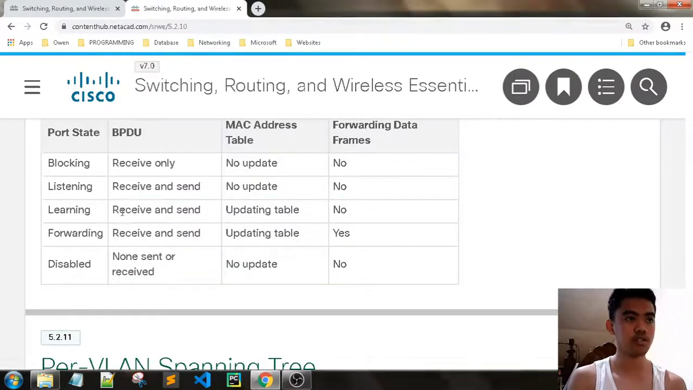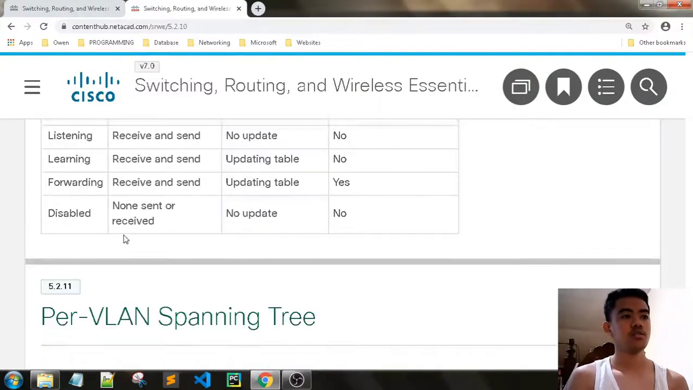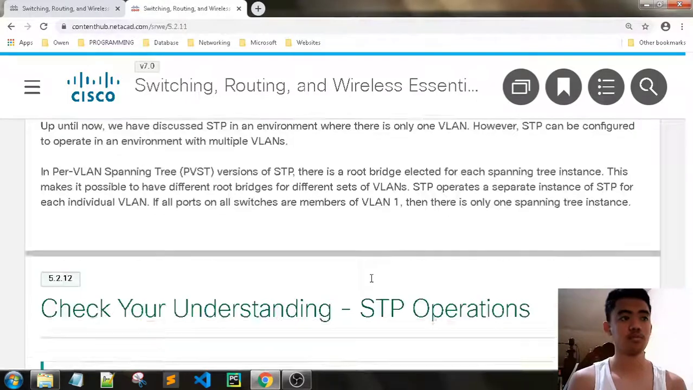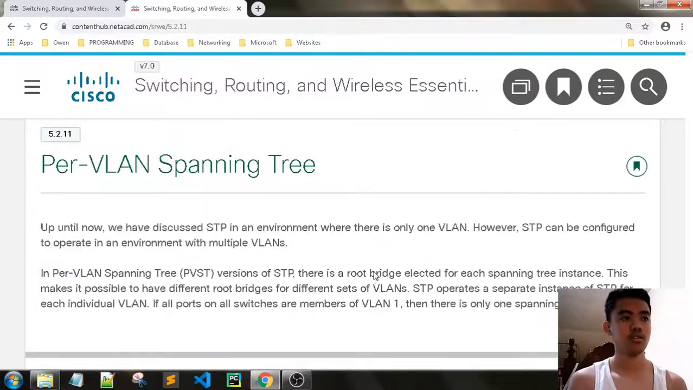So we have the listening: receive and send, does not update and does not forward data frames. Learning: receive and send, and it also updates the table. For forwarding, it receives and sends and updates the table too, so the only difference is that forwarding forwards frames. Disabled: none sent or received, does not update the MAC address table, and also does not forward data frames. Okay.